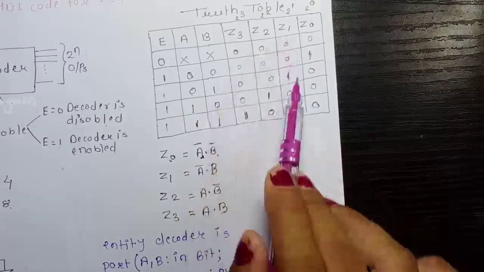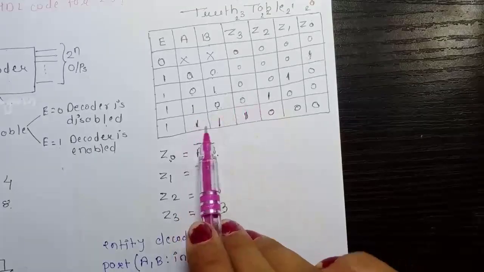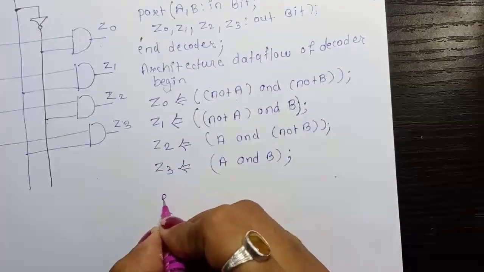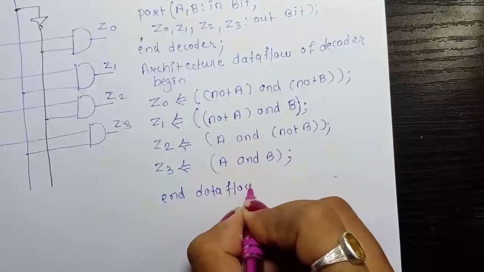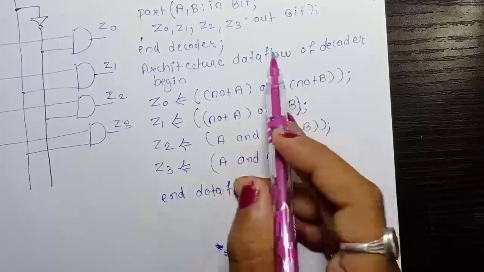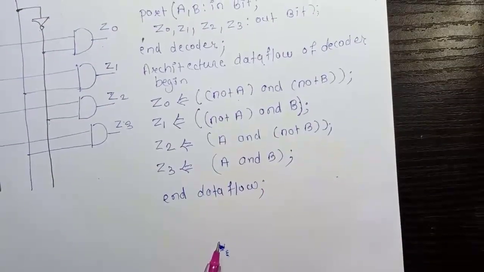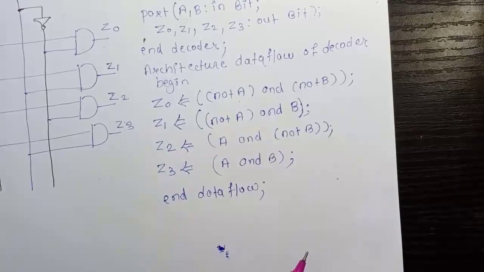When 0 1, Z1 will be 1. When 1 0, Z2 will be 1. When 1 1, Z3 will be 1. Okay, now the next step is architecture. That is the name of your architecture. So the name of my architecture is data flow. This is the VHDL code for 2:4 decoder by using data flow model.